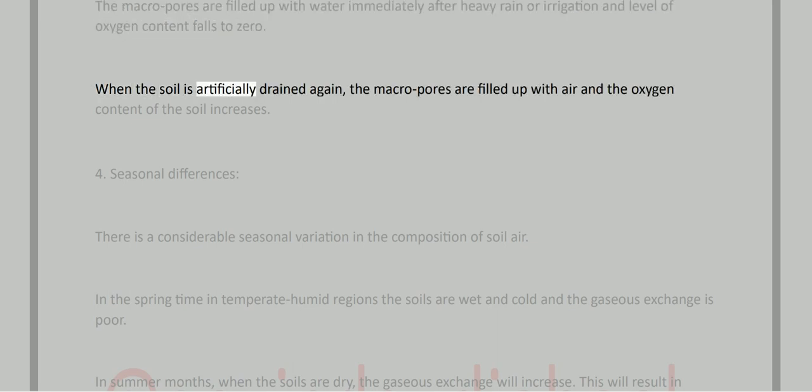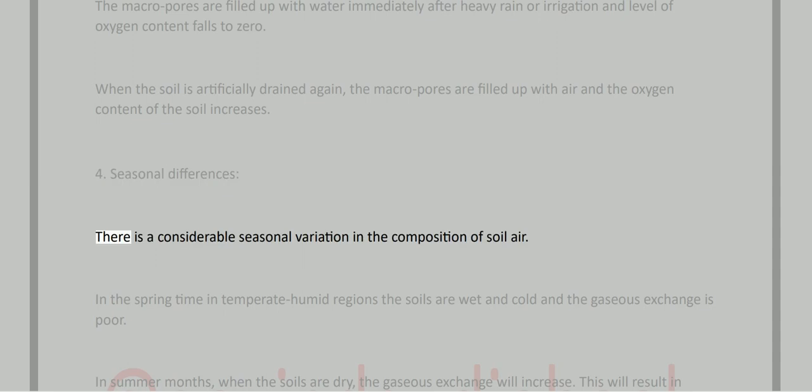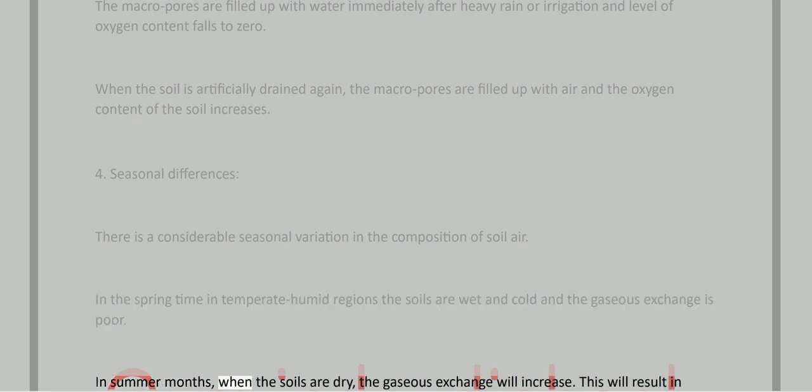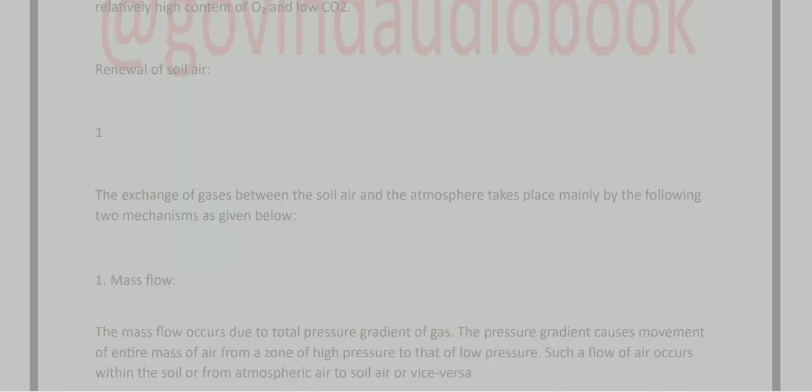When the soil is artificially drained again, the macropores are filled up with air and the oxygen content of the soil increases. 4. Seasonal differences. There is a considerable seasonal variation in the composition of soil air. In the springtime in temperate humid regions the soils are wet and cold and the gaseous exchange is poor. In summer months, when the soils are dry, the gaseous exchange will increase. This will result in a relatively high content of O₂ and low CO₂.